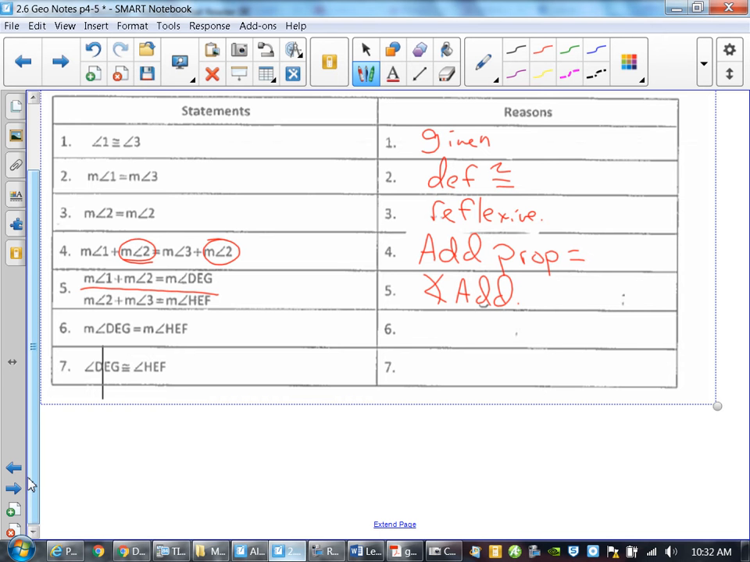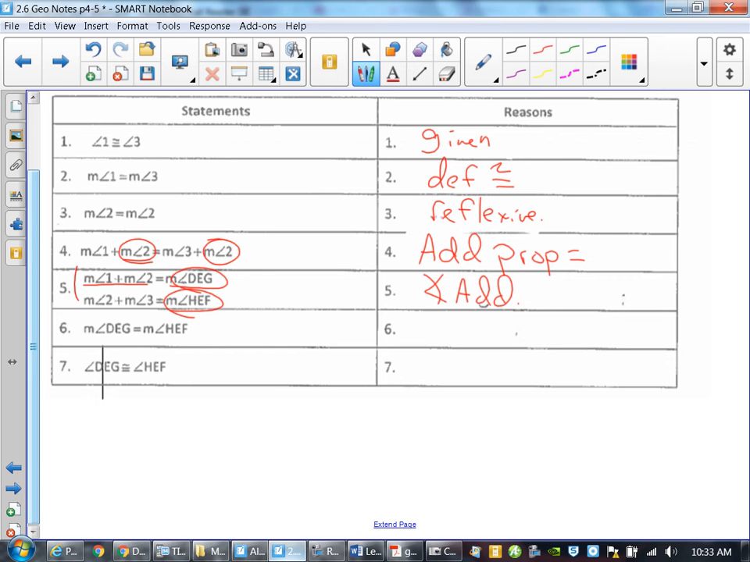Take a big guess what this one is. If it were reflexive, you would be equal to yourself. That means it would have said DEG equals DEG. What is it? No. It's substitution. Remember, guys, what these things are doing: these two angles equal something here, but we've already stated that these two were the same. When two things are the same and they equal other things, the other things are also the same. Via substitution.